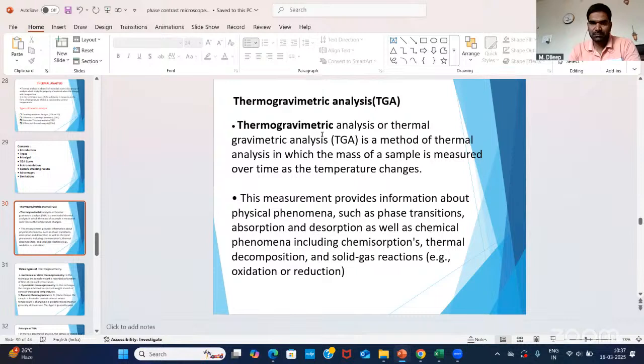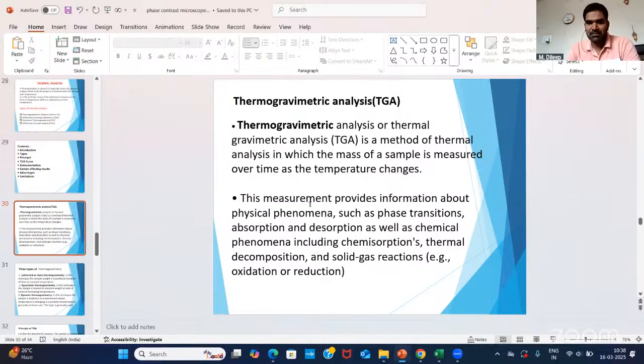So in this thermogravimetric analysis, we will try to find the mass of the sample as the time and temperature change. With the change of temperature over time, we try to find the mass of the sample, and how it changes based on the temperature.